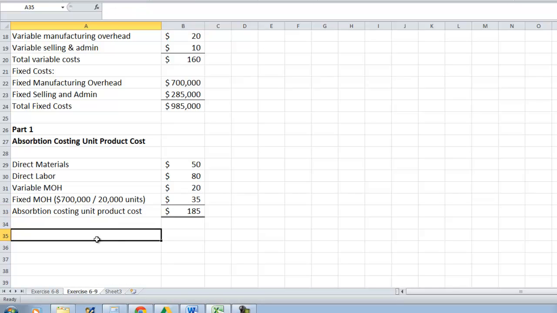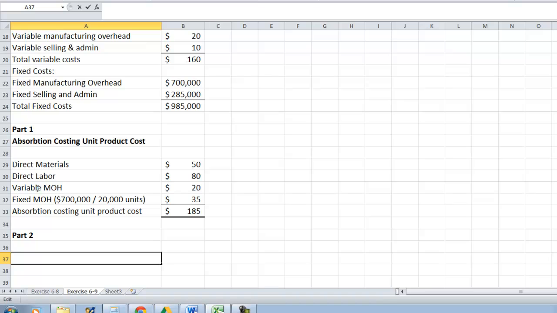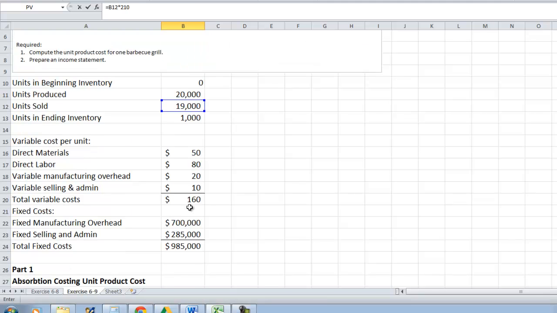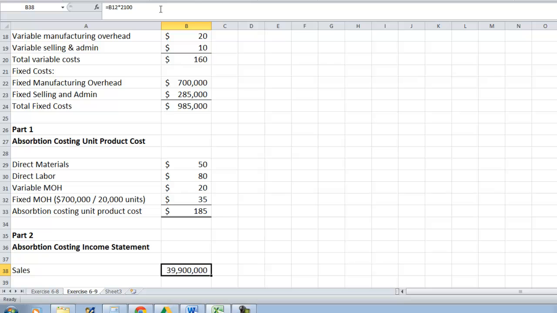Now, part 2, create an income statement. Alright. So we have sales, which equals, we sold 19,000 units, although we produced 20,000. We have 1,000 remaining in inventory. Oops, I added an extra zero there. 210 is our selling price.